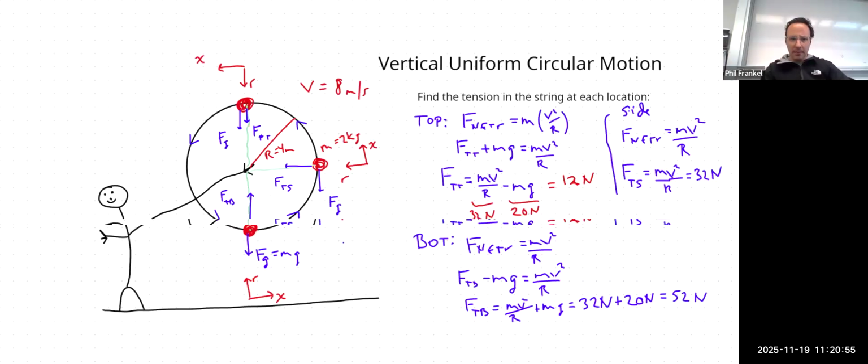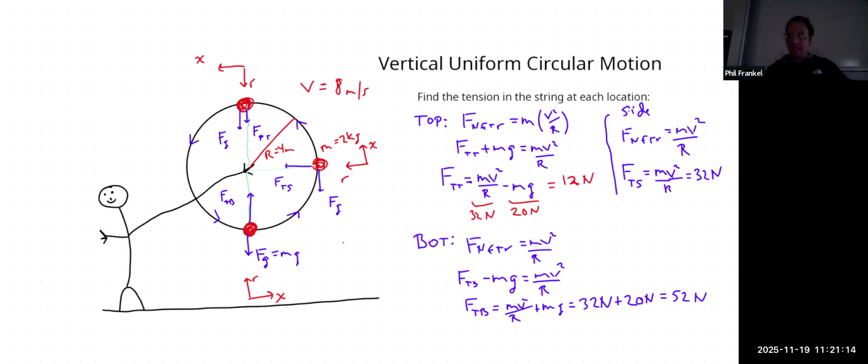Now, let's say the string has a certain tension value beyond which it can't support the object and the string breaks. Because the tension force needs to be the biggest at the bottom of the circle, that is where the string is most likely to break.